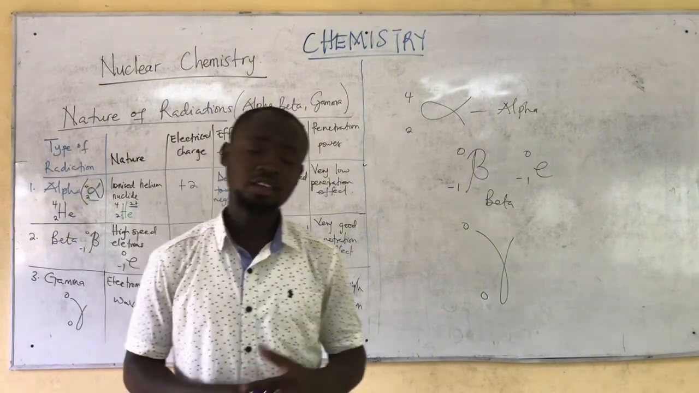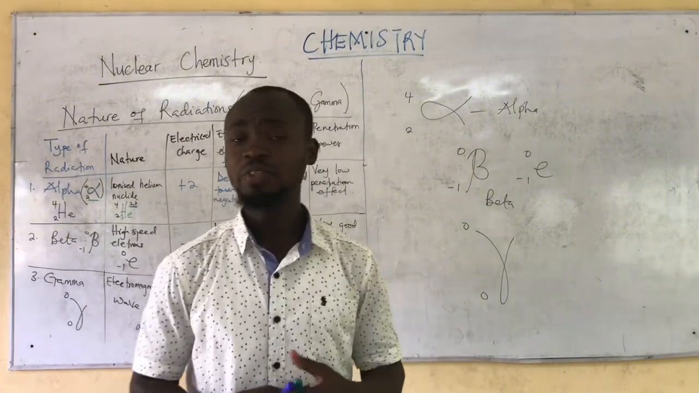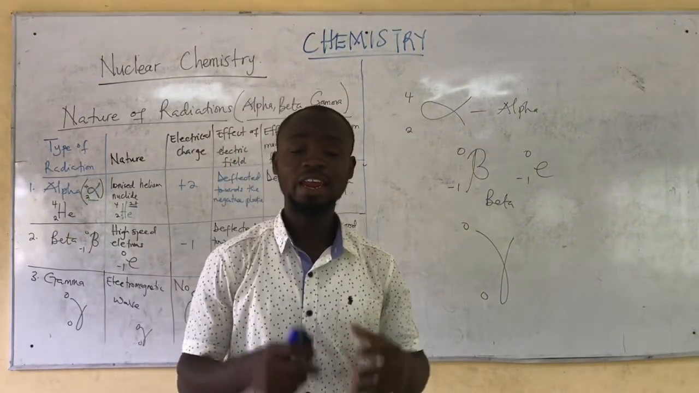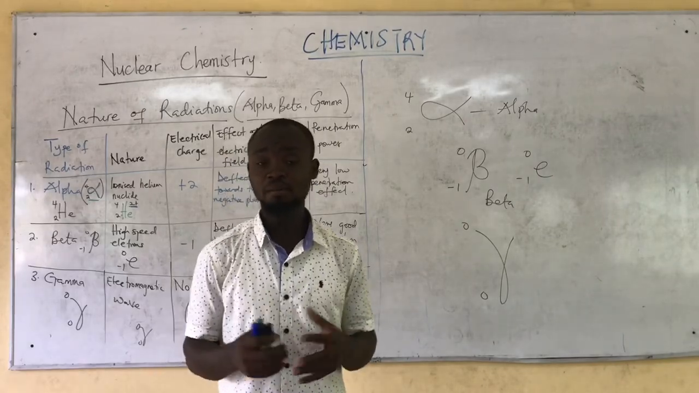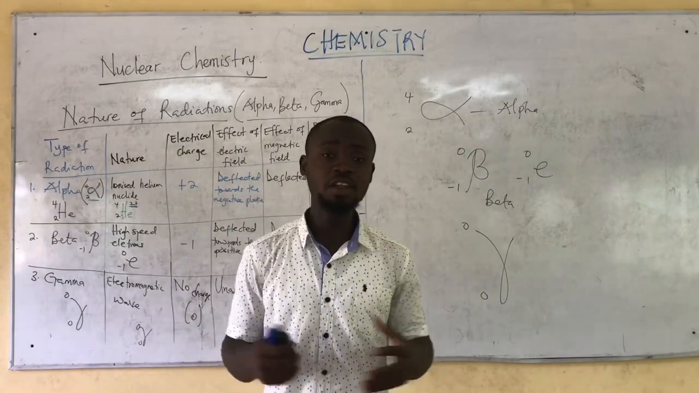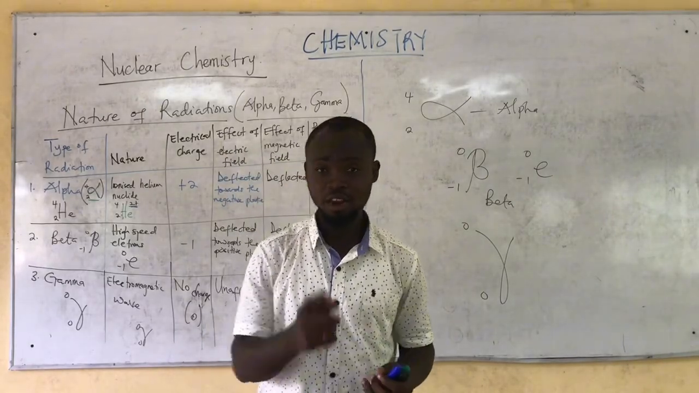Now let's look at the emission of alpha particles, emission of beta particles, and emission of gamma radiation as well. What is the meaning of this emission? Now let's go through that as well.